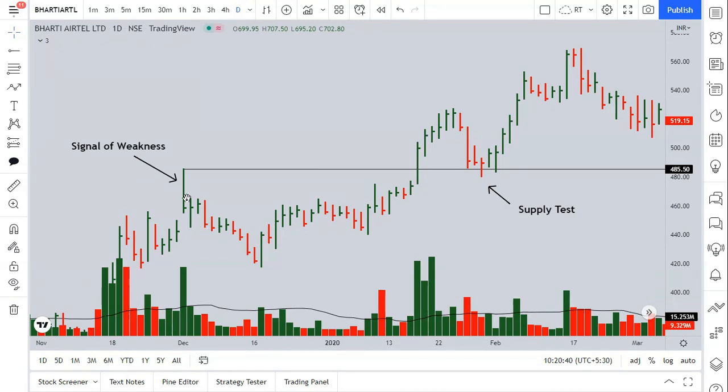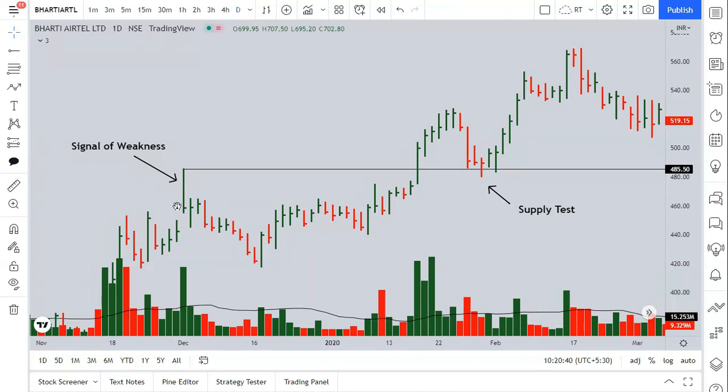So what is this particular pattern? Actually, I already made a video. If you know this, it's called an upthrust pattern, right? An upthrust is an up bar with a high volume and with a selling tail right here. Definitely it's a selling tail, obviously with the up bar. So this is called a signal of weakness.